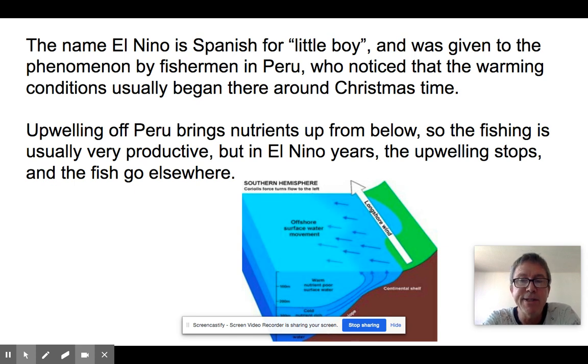But every 2 to 7 years, things get messed up. This fog rolls in, the fish go away, everybody goes hungry. And these conditions with warm water and fog and no fish often would first happen around Christmas time and then last through almost a year. And so because it started around Christmas time, the local people who first noticed it in Peru called it El Nino.